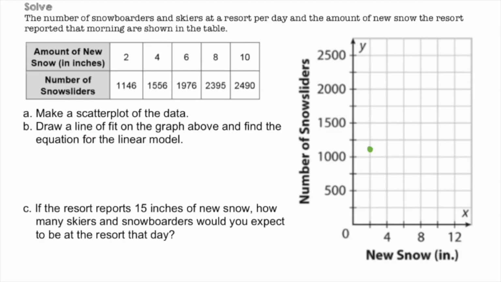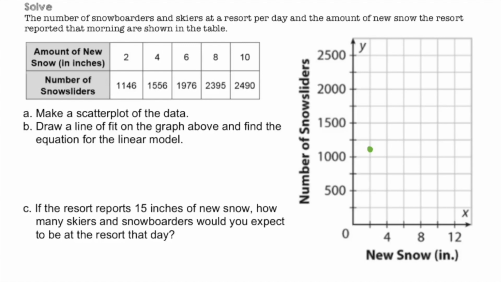All right, so now we're going to actually solve a problem. It says the number of snowboarders and skiers at a resort per day and the amount of new snow the resort reported that morning are shown in the table below. So we have a table with X and Y. Remember, your X are going to be 2, 4, 6, 8, 10, and your Y is going to be the number of snow sliders ranging from 1146 to 2490.